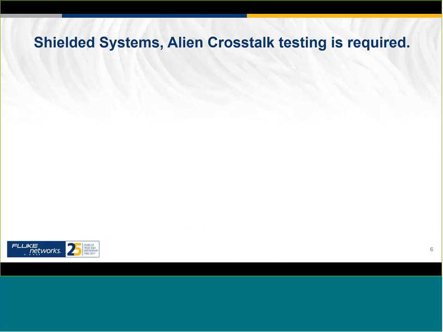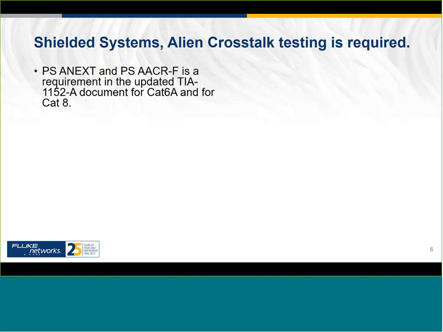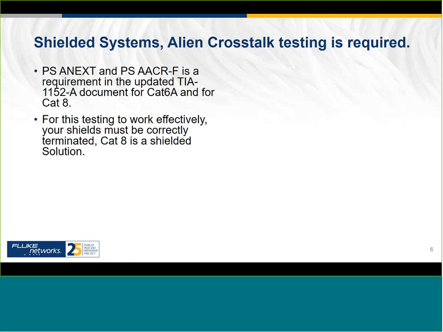So if we have a look at some of the new testing documents, and for published documents at the moment, let's look at the TIA 1152A document for category 6A and for category 8 in particular. Both Alien crosstalk measurements are a requirement. We stated that earlier. We also just saw that for this to work effectively, your shields must be correctly terminated.